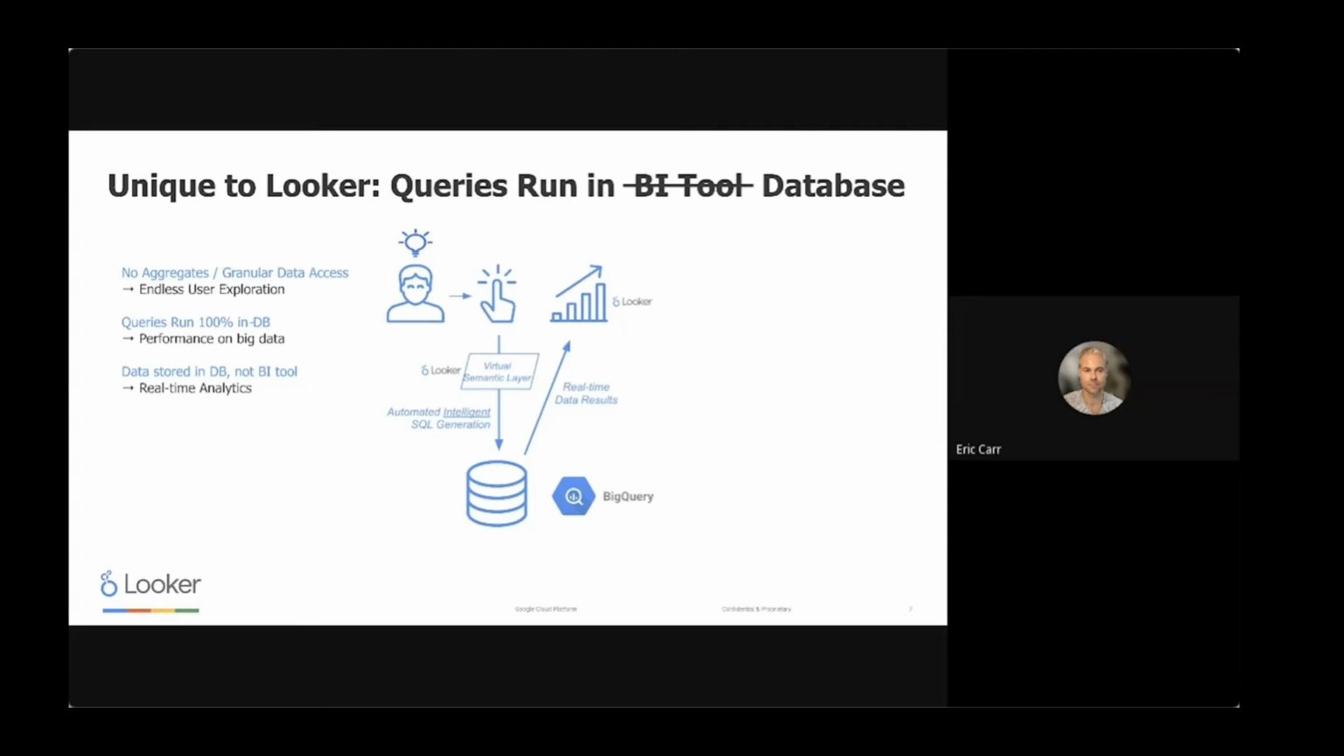Because queries run 100% in the database, that means that performance on big data is limited only by the database itself. With tools like BigQuery, Snowflake, Redshift, fast, performant databases that are self-optimizing, that performance is likewise really great. And because the data is stored in the database, not in the BI tool, not only does this apply real-time analytics, so we can look at data in real time and get results whenever we want them, we can as well see all of the data in any combination. So our end users can explore that in any way that they want. Now Looker does this via intelligent SQL generation from its semantic layer, which we'll take a look at in the demo itself.